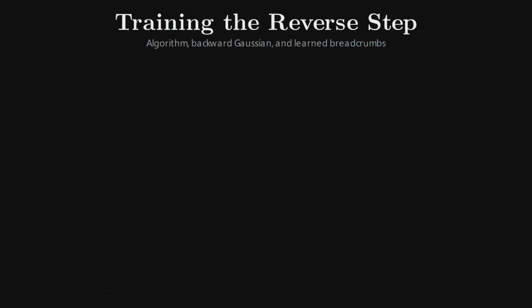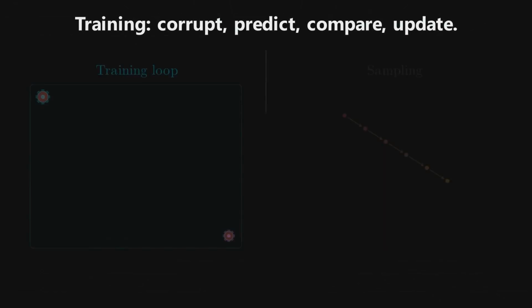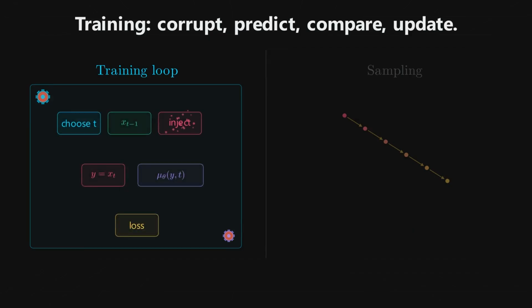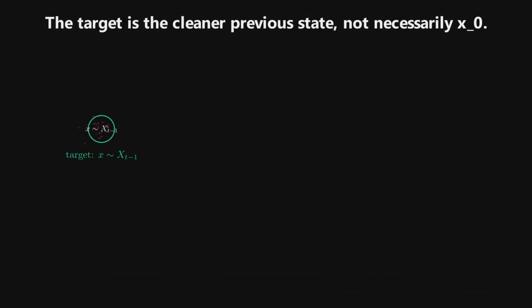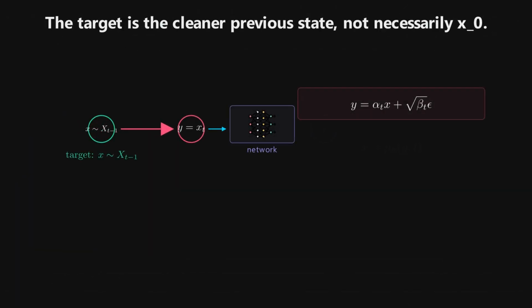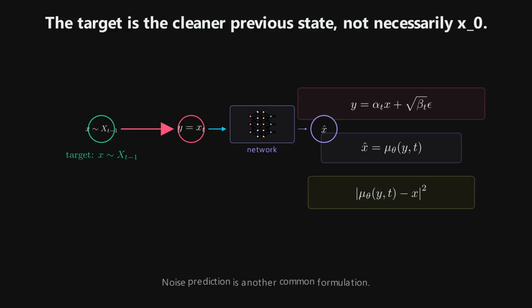Now we can write the training algorithm. Choose a time step t. Take a sample from the cleaner previous state, which we can think of as x_{t-1}. Add forward noise to obtain a noisy state y equals x_t. Then give y and t to the neural network. The network predicts mu theta of y and t, a cleaner state, one step back. We compare this prediction to the true cleaner target using squared error.